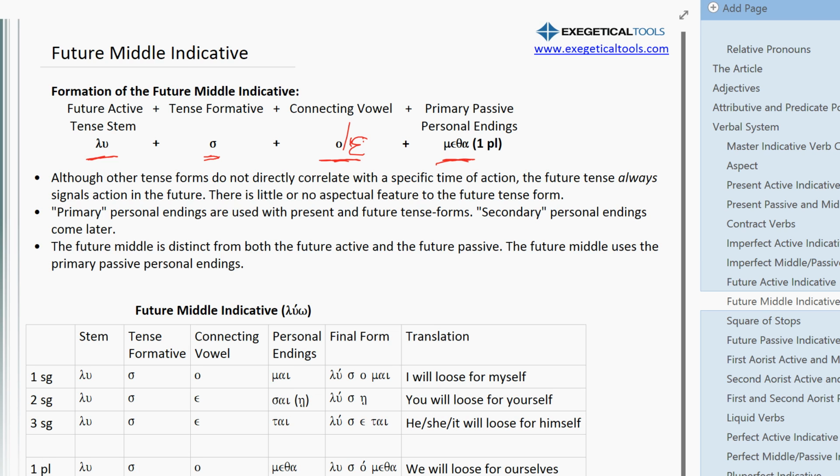What we'll see here is that the future middle is distinct from both the future active and the future passive. With the present active indicative and then the present middle passive indicative, the present tense stem, the passive and middle forms are exactly the same. They're not separate. But for the future, you do have distinct forms for the middle and the passive indicative. So in this video, we're just looking at the middle. And the tense formative, which is really what's going to help tell it apart from the passive, is just sigma. So let's go down and look at the actual paradigm.